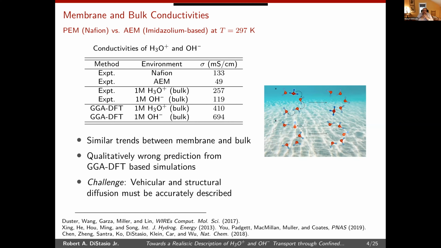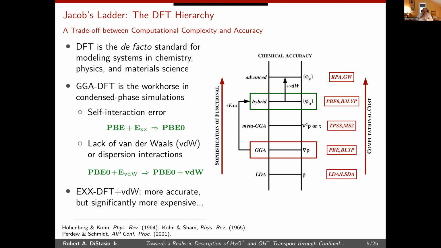So that brings us to the DFT hierarchy. So can we do better? Well, John Perdew laid out the so-called Jacob's ladder. It's a semi-systematic approach for improving density functional theory. It starts out with LDA and GGA, where they're using the density and the gradient of the density, and goes from there. The problem is that the GGA level is really the workhorse in condensed phase simulations. Definitely not in molecules, but definitely in the condensed phase.